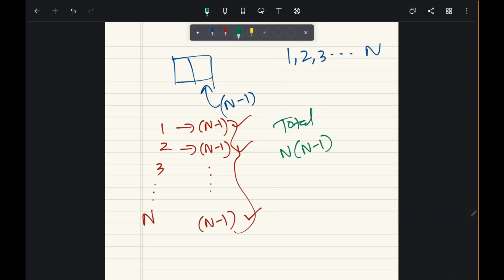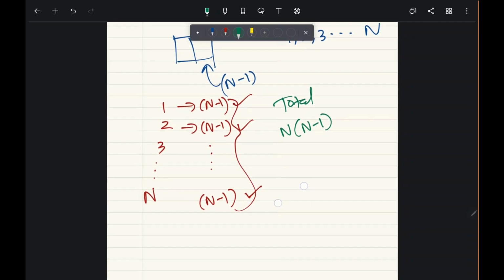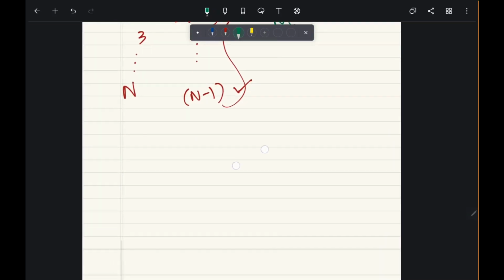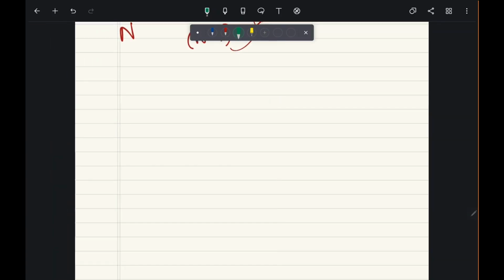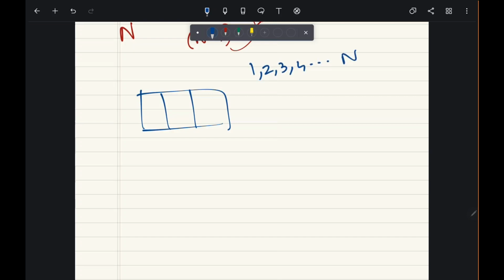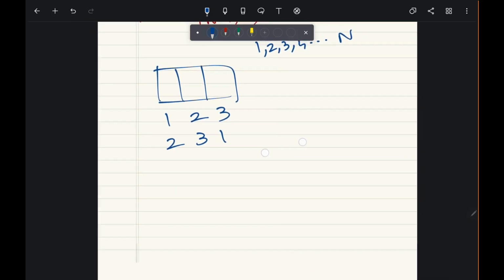And let's say instead of picking 2, I am now picking 3. So let's say I have space for 3, and again 1, 2, 3, 4, up to n, and basically I'm arranging them. So if I say 1, 2, 3 and 2, 3, 1, these are two different arrangements, right?